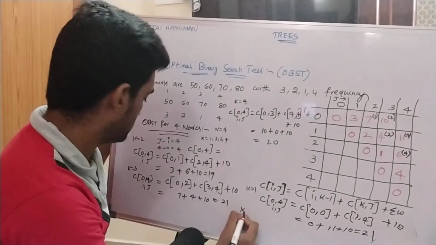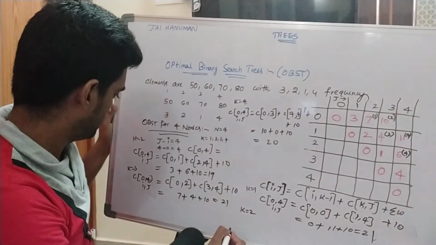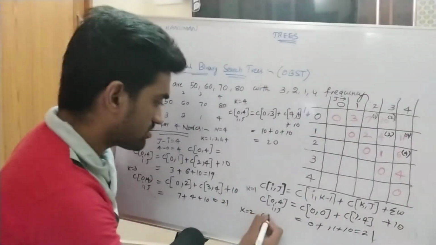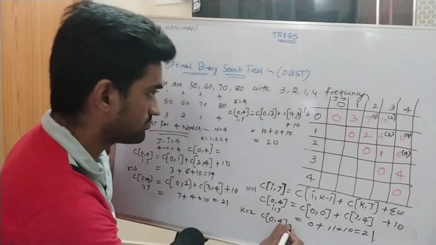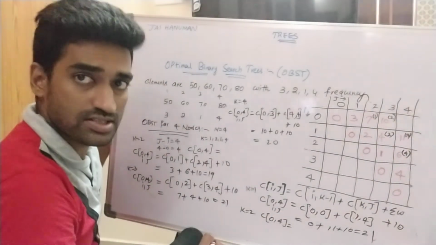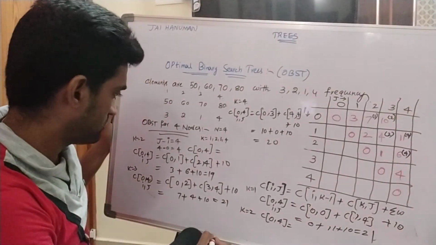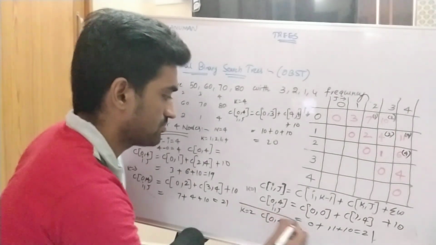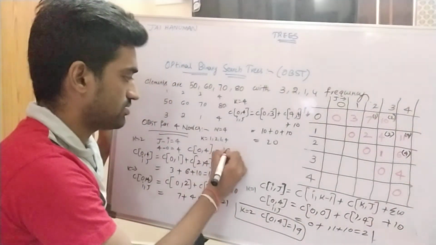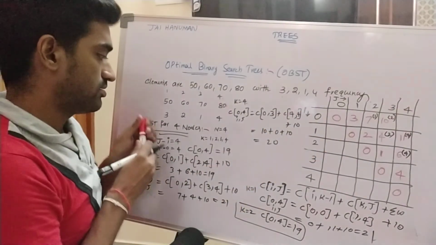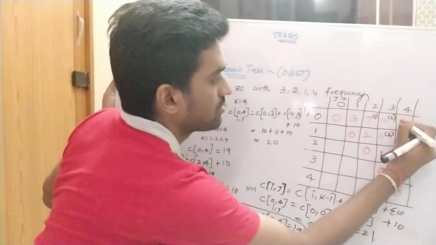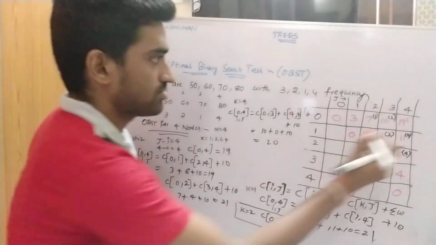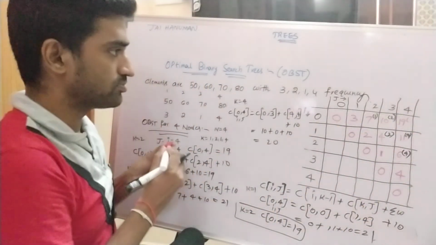So k equal to 2. Cost of 0 comma 4 is equal to 19. So here I am updating the cost of C of 0 comma 4 as 19, when root is 2.